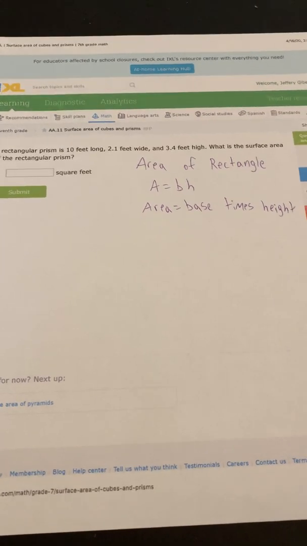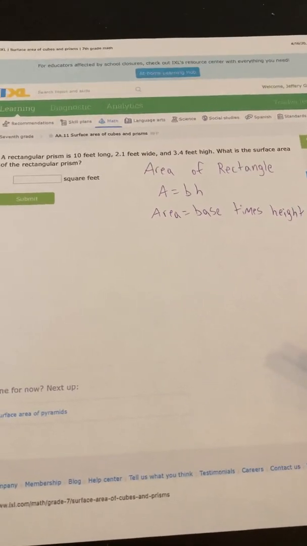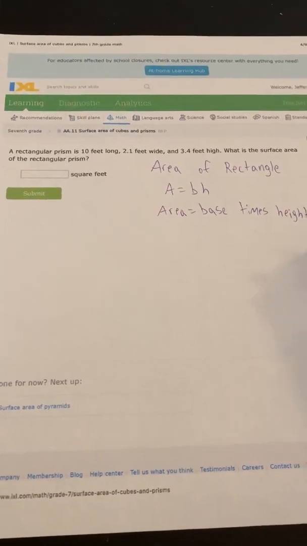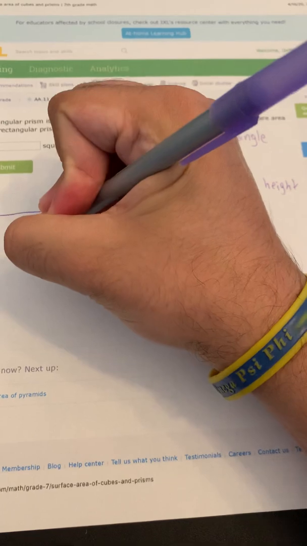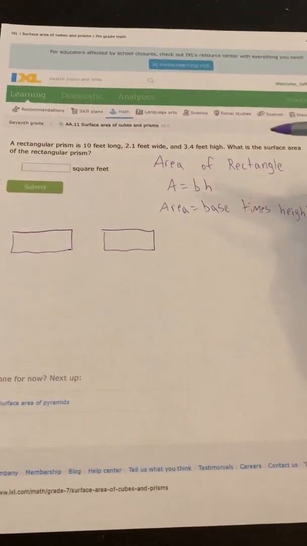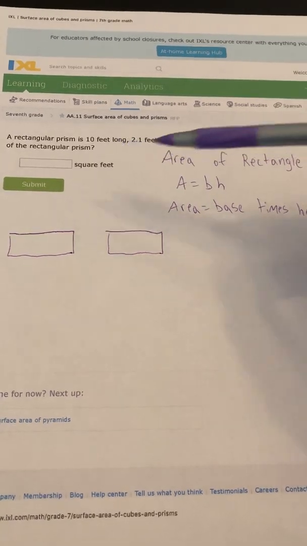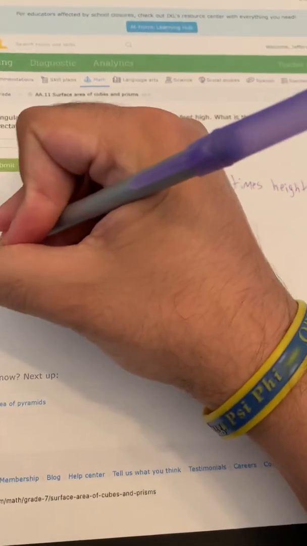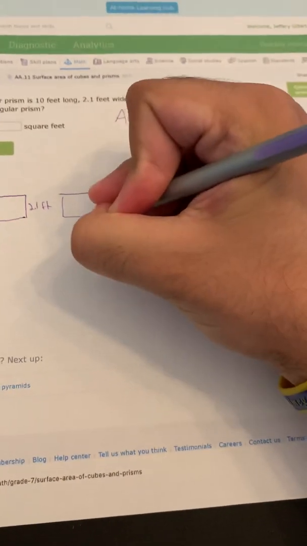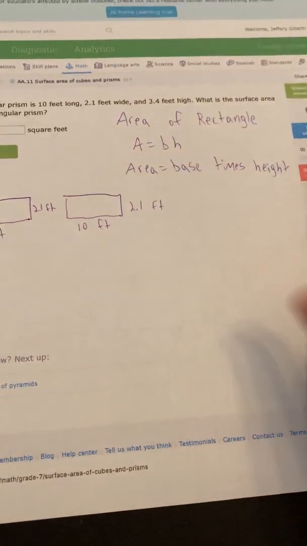So even though we don't have the picture here, we know rectangular prisms are made up of 6 rectangles, and it's 2 groups of 3. So we're gonna draw that. For our first set, the way you do this, you take the first 2 dimensions, so 10 feet and 2.1 feet.